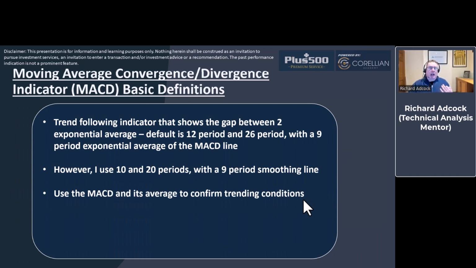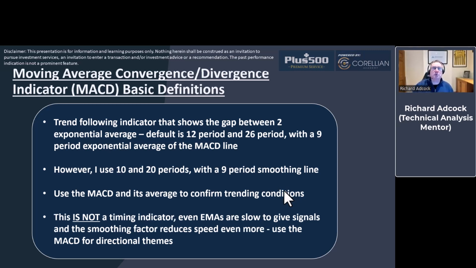Now, I use the MACD and its average and the setup of around the zero line to confirm the current trending conditions of the market. Now, it's important to stress that this isn't a timing indicator. Because it's moving average based, even though we're using exponential moving averages, which obviously put greater emphasis on the current data, so in theory do give earlier signals, they are still too slow in giving the types of signals that we're looking for. So we would use other indicators to give us that timing aspect, but we would use the MACD to give us the directional themes and the directional risks within the market.